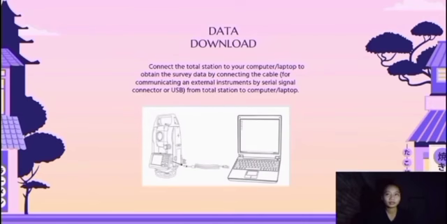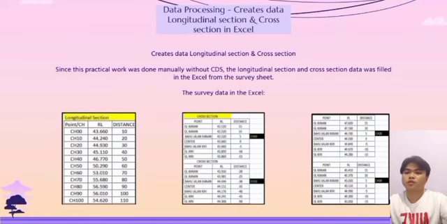Data download: connect the total station to your computer or laptop to obtain the survey data, using the cable for communicating with an external instrument, by serial signal connector or USB from the total station to the computer or laptop. Next is data processing. Create data for the longitudinal section and cross section in Excel. Since this practical work was done manually without CDS, the longitudinal section and cross-section data were filled in the Excel from the survey sheet.